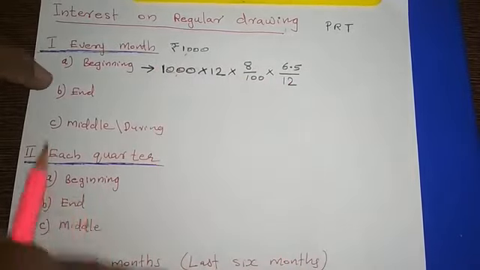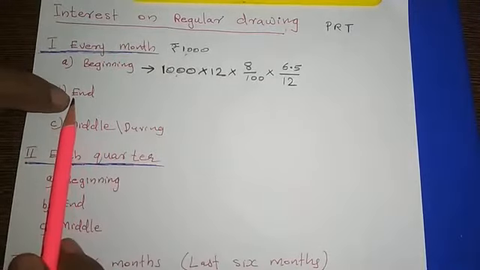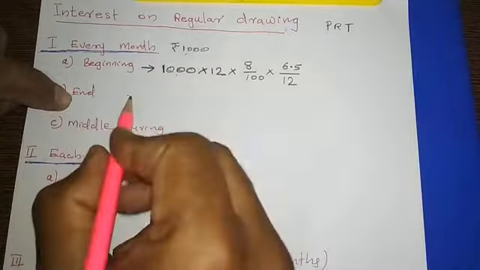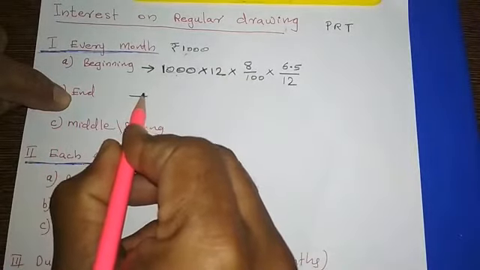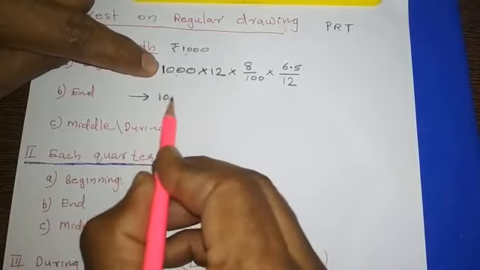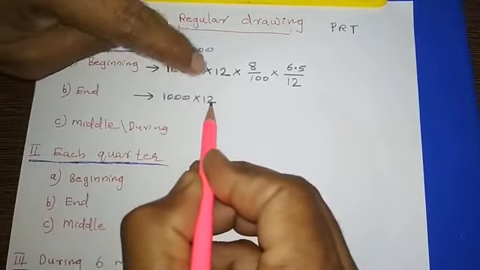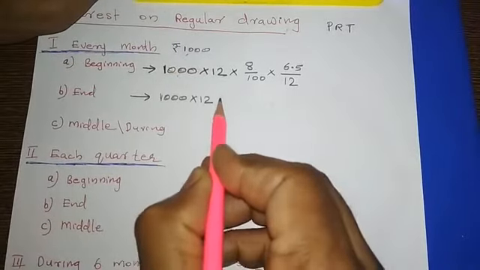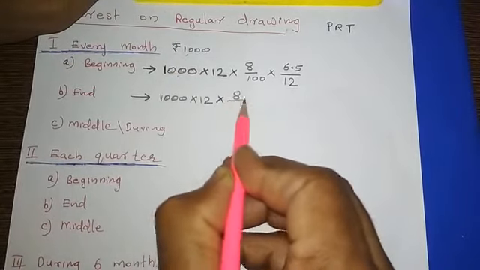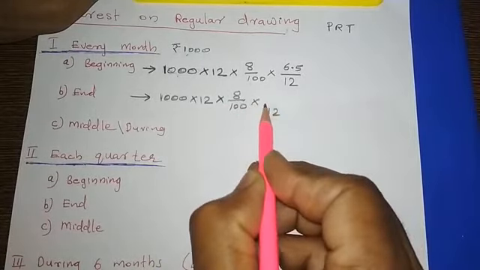Next, regular drawing, if the drawing is made at the end of each month, then the formula will be: the first part is the same, 1000 into 12, because for one year's drawings we should multiply by 12, into the rate, which is the same, 8 upon 100, into out of 12 we have to take the time.